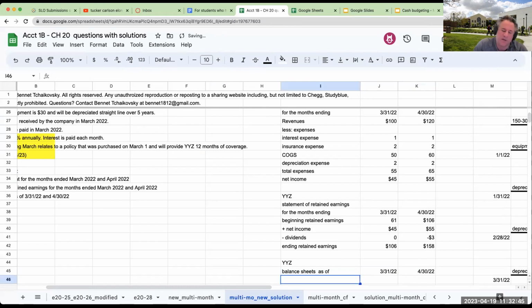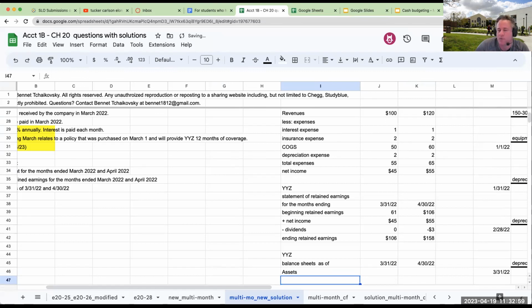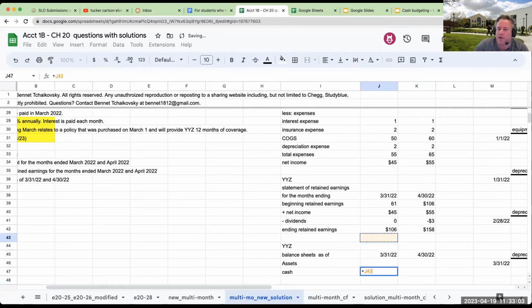Now for the balance sheet on the test, I believe that I'm actually going to give you the breakout, right? You don't have to show it on a classified basis. So we're going to show over here assets. Don't worry about current assets, but how do we start out our balance sheet? Well, we're going to start out over here with our cash.